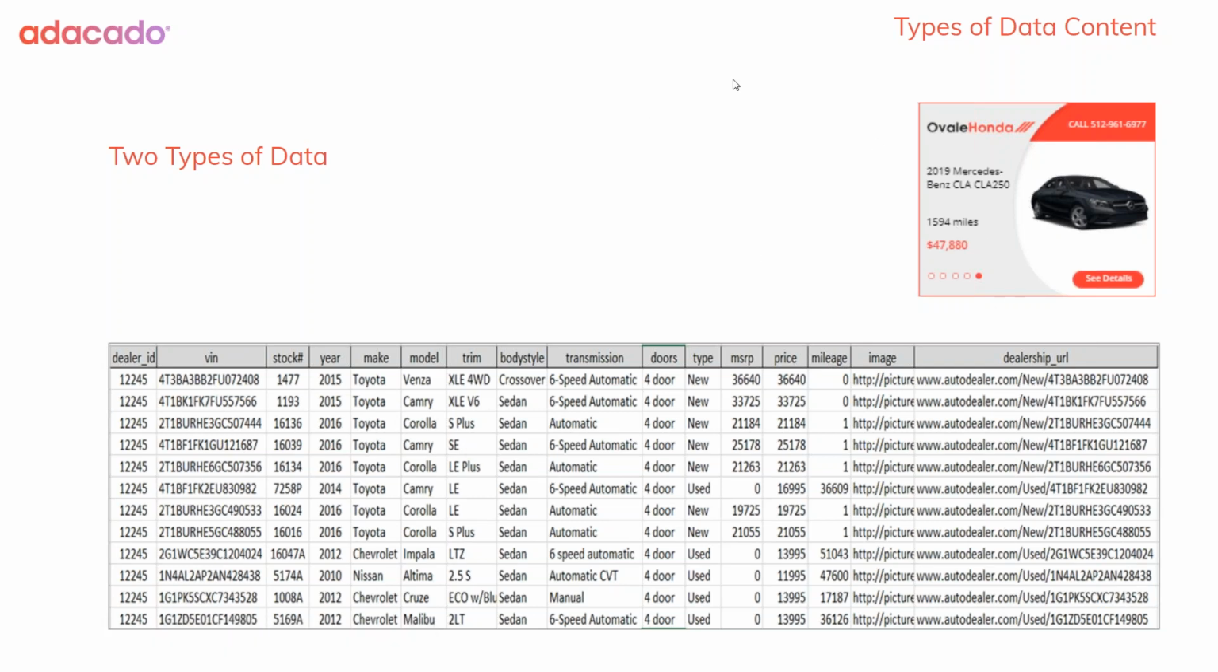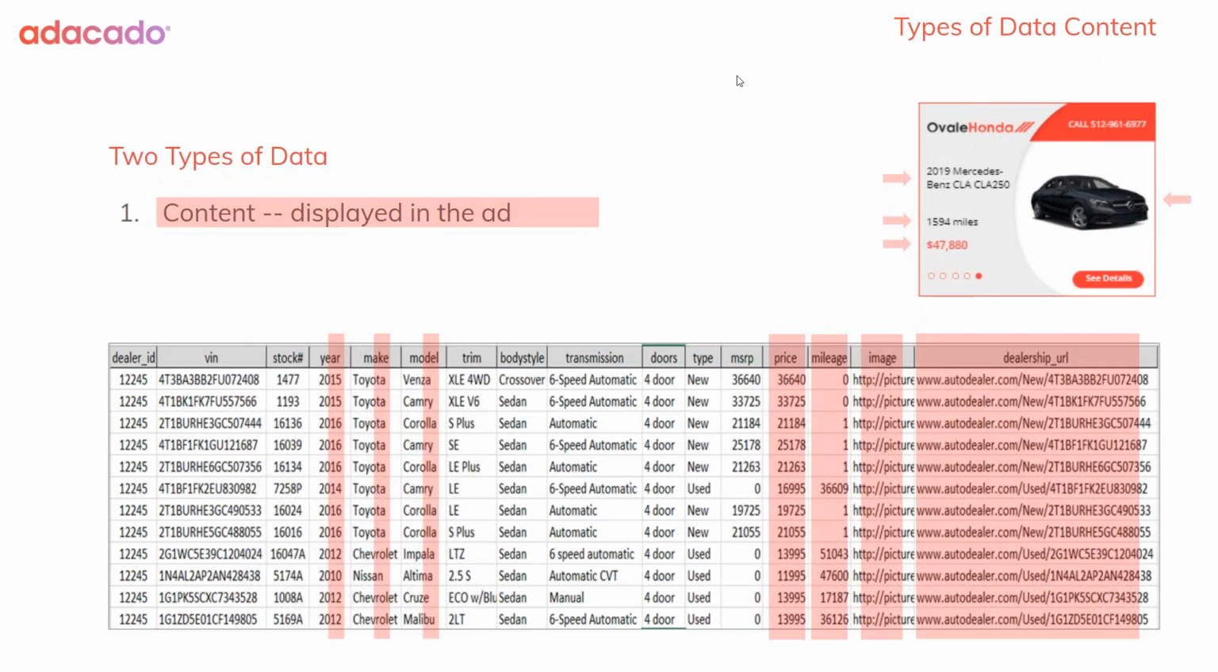So the first type of data that we want to look for is what we call the content data. So think of all the attributes that you want to dynamically display within the ad, like the year, the make, the model, the mileage, the price value, the image. All of the things that you want to visually see represented in the ad need to be present in the data feed if we're going to use that to generate the ads. So that's the first one, the content data.